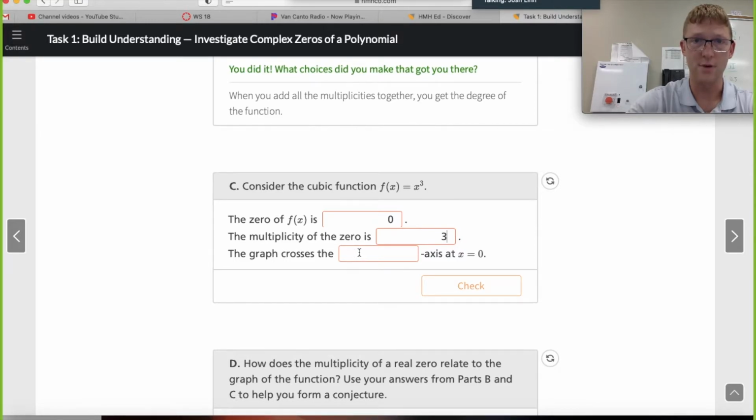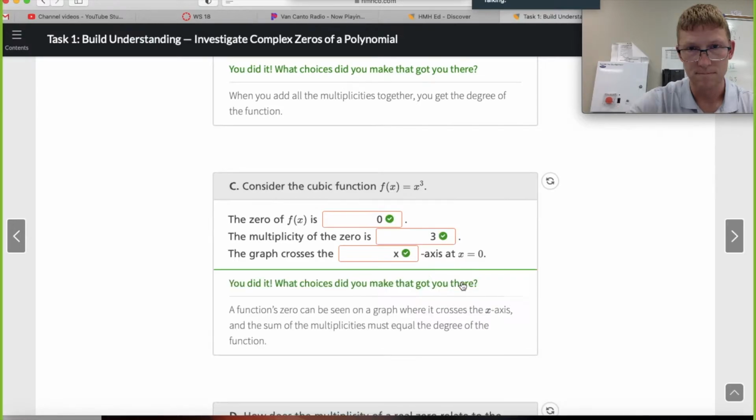The graph only crosses the x-axis at x equals 0. So again, our multiplicity added up to the degree.